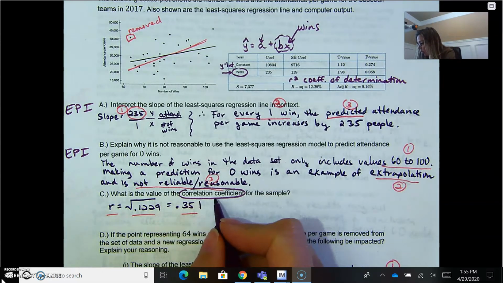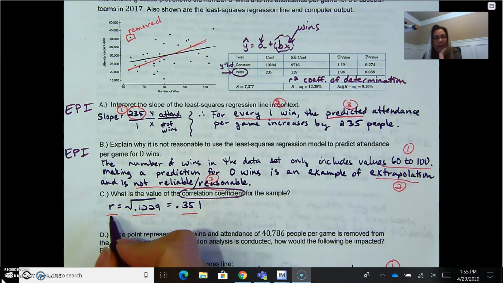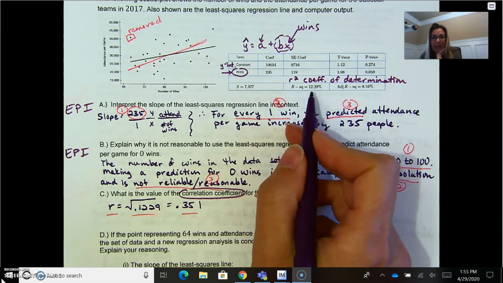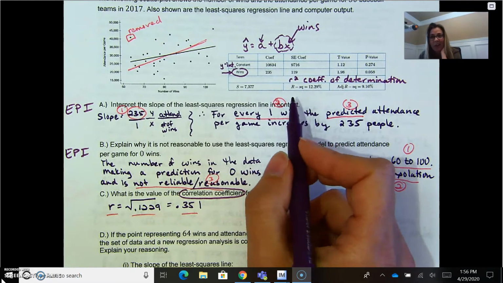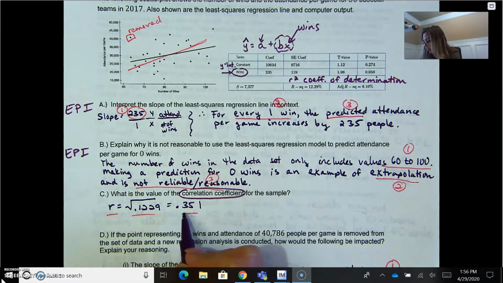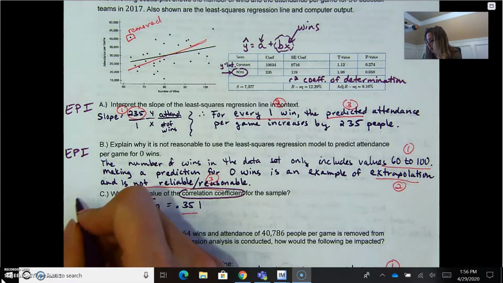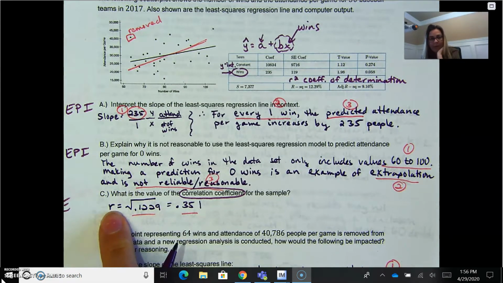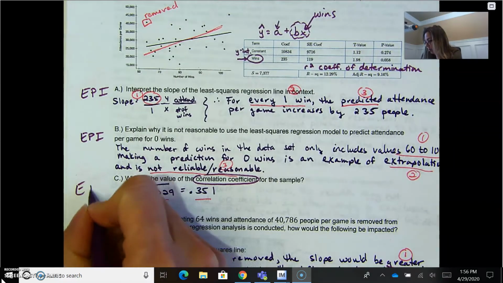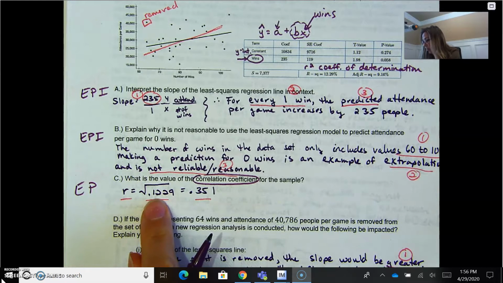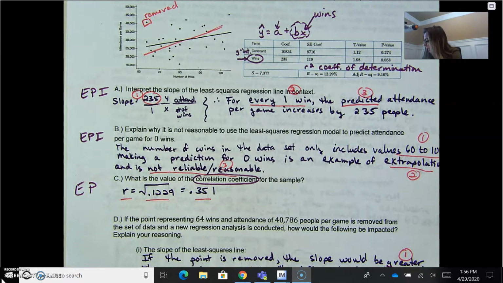Okay, anyway, correlation coefficient is the R. So we got to take this percentage and we got to get rid of the square. You get rid of a square by square rooting. So square root it, and you get 0.351. To get a full E, you had to have R. You had to show square rooting. And of course, you had to have the right answer. Partial credit if perhaps you square rooted 12.29 instead of 0.1229. And incomplete if you were just totally off the charts wrong.